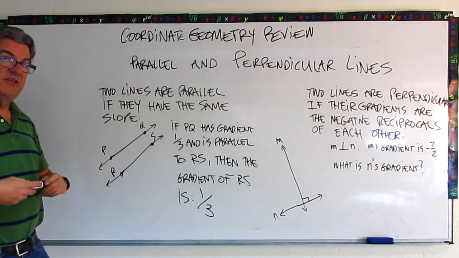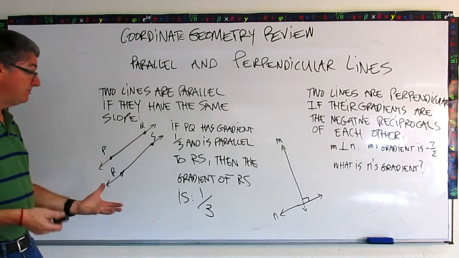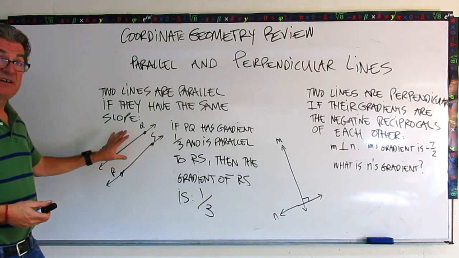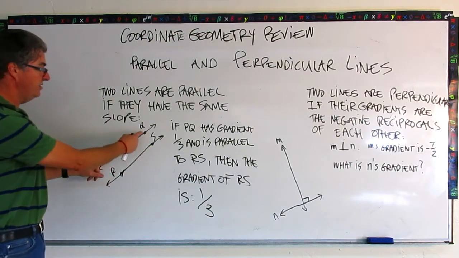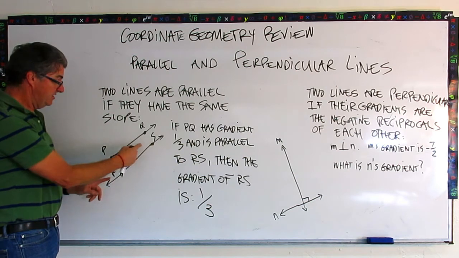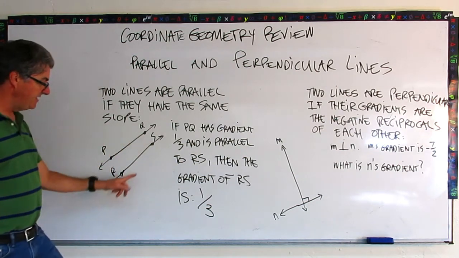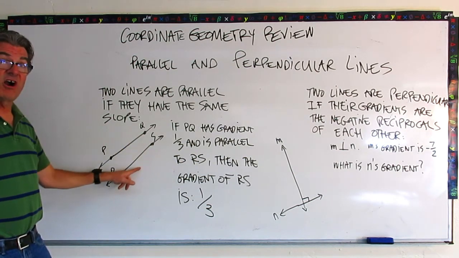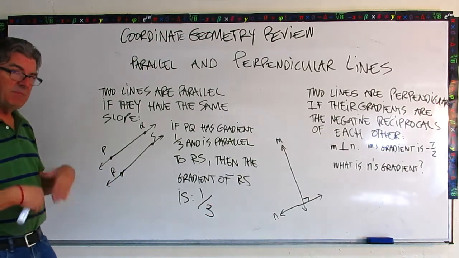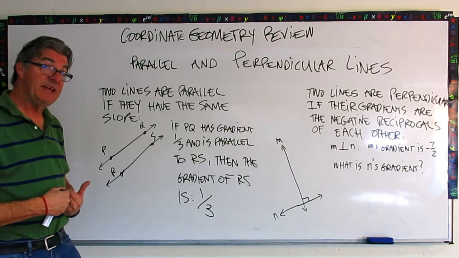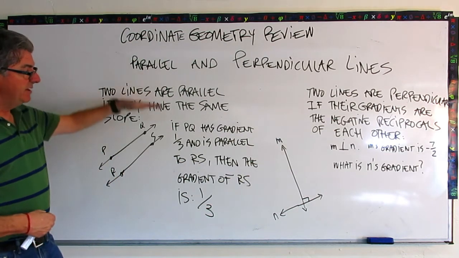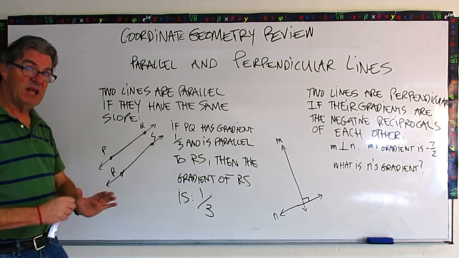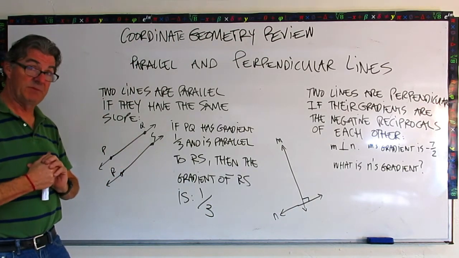Okay? So they'll set you up in problems using this idea. So they might tell you that PQ is parallel to RS. They'll give you PQ's slope, and then they'll ask you some questions about RS. Maybe it's slope, but maybe they'll have you do a few more complicated things. So the main point here, parallel lines have the same slope.